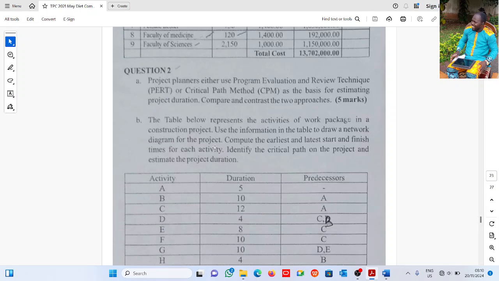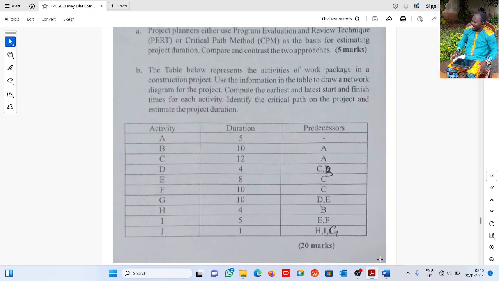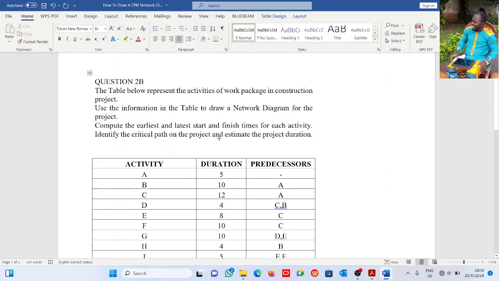In one of our previous videos, we did that for project evaluation and review technique, PERT. Here we'll be looking at the critical path method, and this is question number 2b. Question number 2 is talking about the difference between PERT and CPM. If time permits, I will brief on it before the end of this video. Now this is what we have.